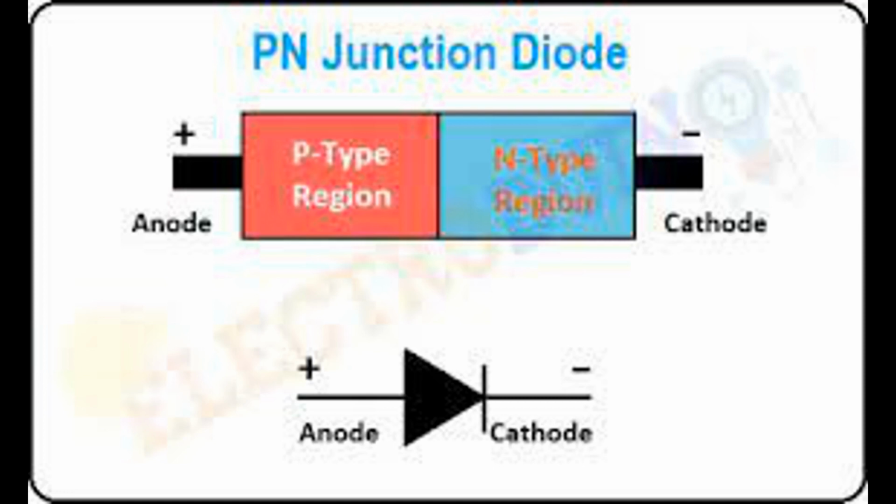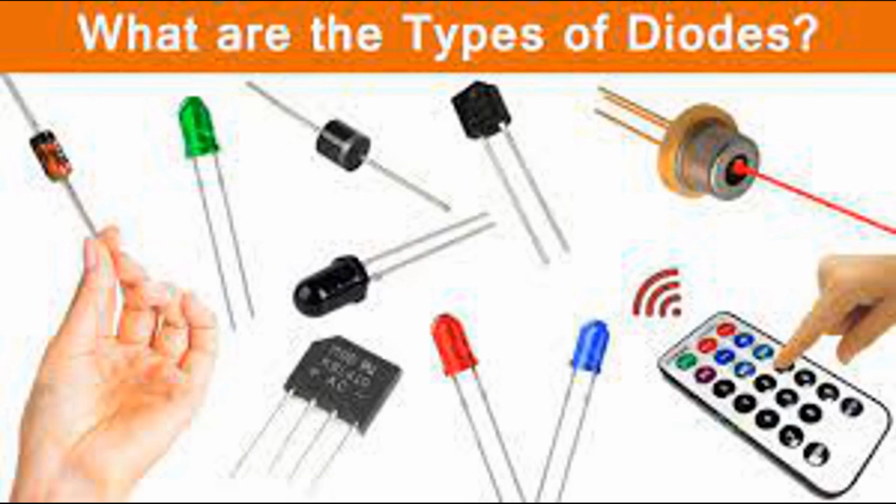Basic operation: LEDs are made of semiconductor materials, typically gallium arsenide, GaAs, or gallium phosphide, GaP, doped with specific impurities to create a p-n junction. When a voltage is applied across the p-n junction and current flows in the forward direction, electrons recombine with holes in the material, releasing energy in the form of photons. This process results in the emission of visible light.